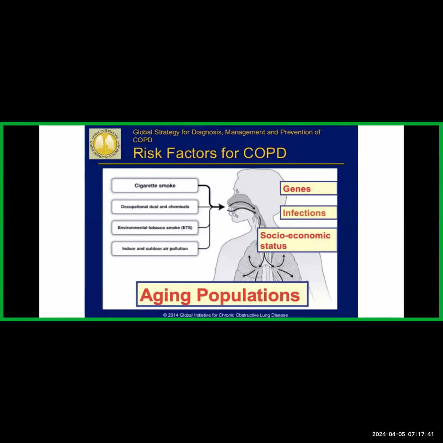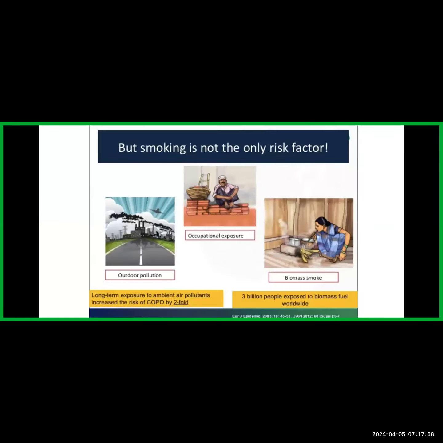So these are the risk factors, as we said, of COPD. You can see cigarette smoking at the top. It is an interplay of genetic, infectious, and environmental factors, age, and socio-economic status. As we said, nutrition is very important. Malnutrition is also linked to that. However, smoking is not the only risk factor for COPD.